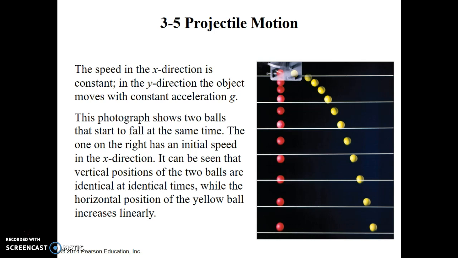Here's a fun little photograph showing 2 balls, the red one just being dropped, and the yellow one having some forward velocity v naught. So the photograph shows the 2 balls starting to fall at the same time, and notice that every time there's a snapshot, the balls are at exactly the same height. Every time they're at exactly the same height, which shows that yes, they are falling at exactly the same rate. It's just that the yellow ball also has a forward velocity vx.